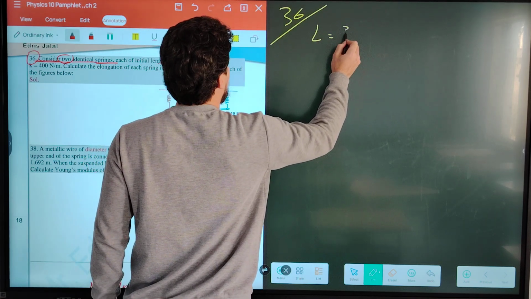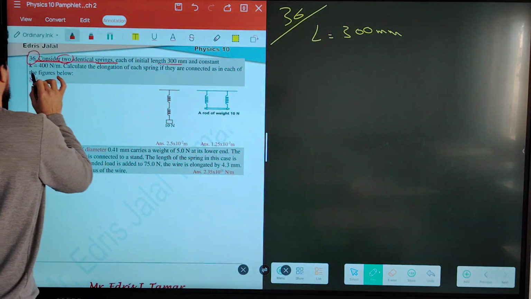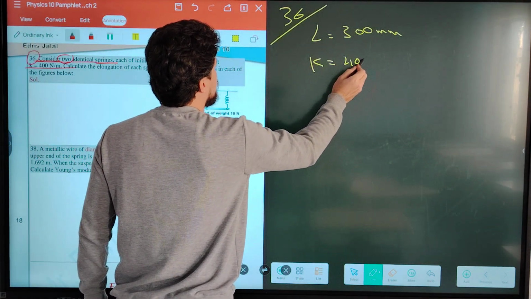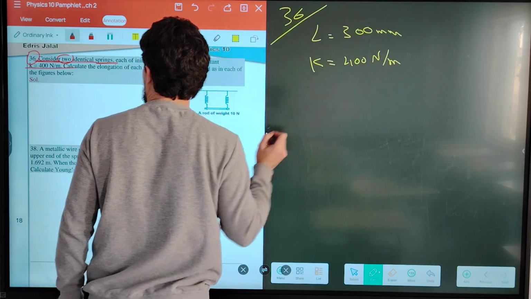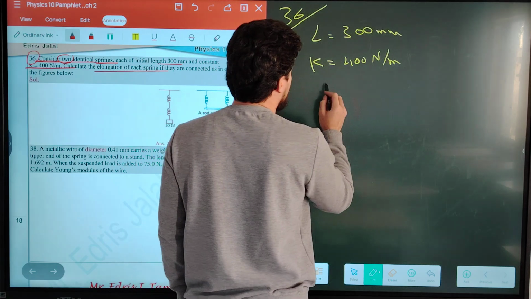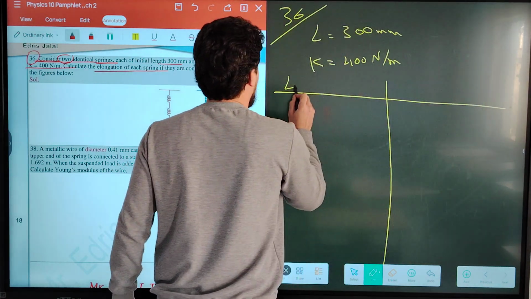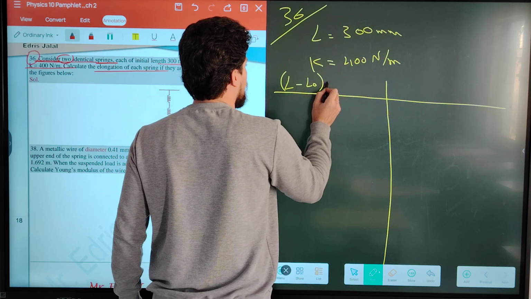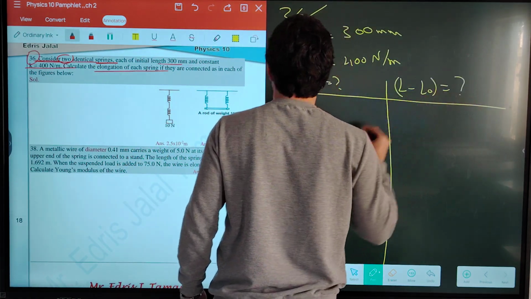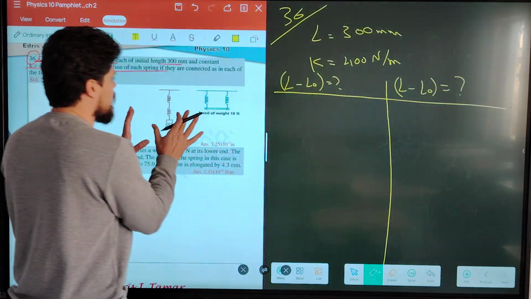Initial length was given 300 millimeter, okay? And constant K, spring constant was given K, 400 Newton per meter, okay? Calculate the elongation of each spring. Calculate what? Elongation. Elongation is unknown. For the first case, when they are connected in each of the figure below, the figure must be given in the question.